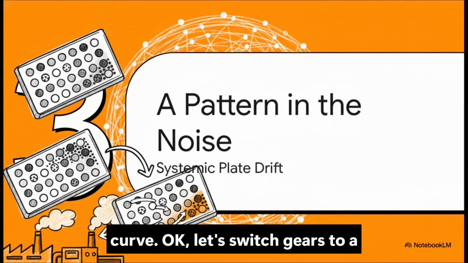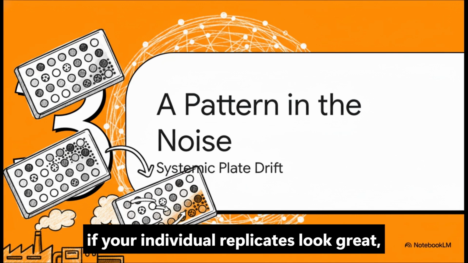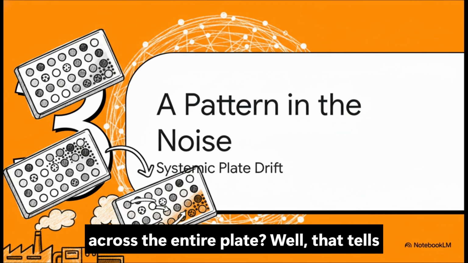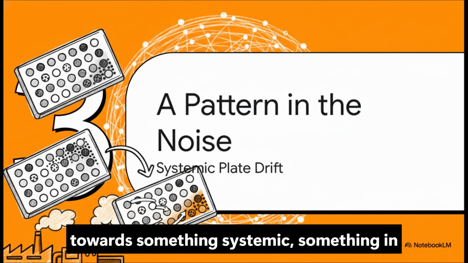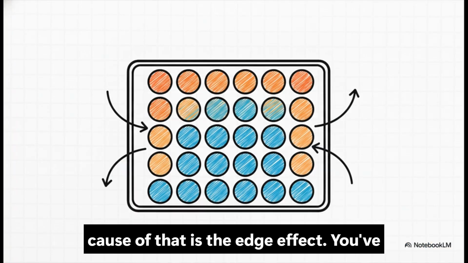Okay, let's switch gears to a totally different kind of problem. What if your individual replicates look great, but you start to see a pattern, a drift, across the entire plate? Well, that tells you the error isn't random. It's pointing towards something systemic, something in the environment. And the most common cause of that is the edge effect.